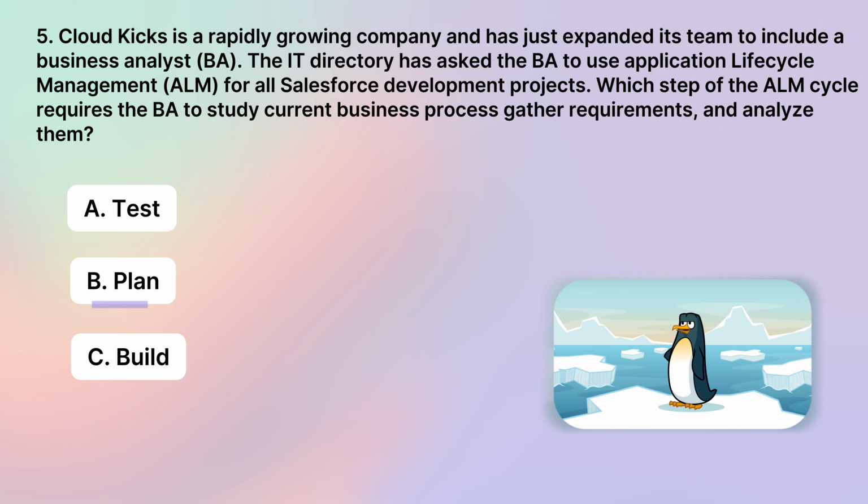A and C are incorrect because A. Testing is a later phase in the ALM cycle where the BA will test the application to make sure it meets the requirements, is free from errors and defects, and is ready for deployment. C. Building is the phase where the actual development of the application takes place based on the requirements gathered during the planning phase.